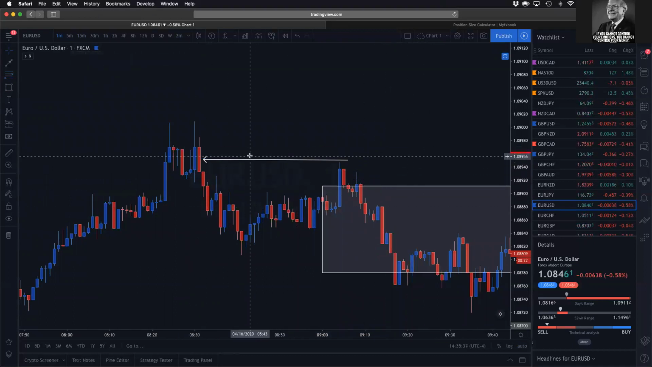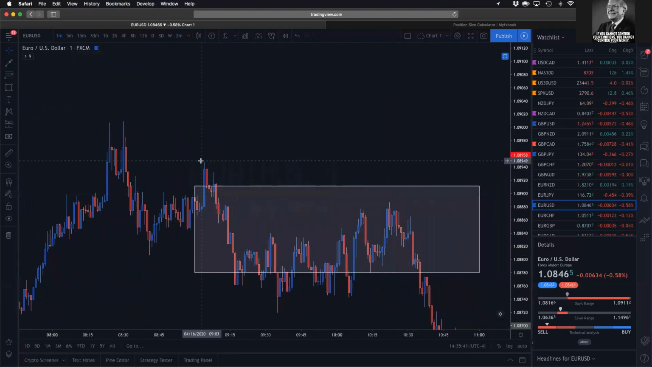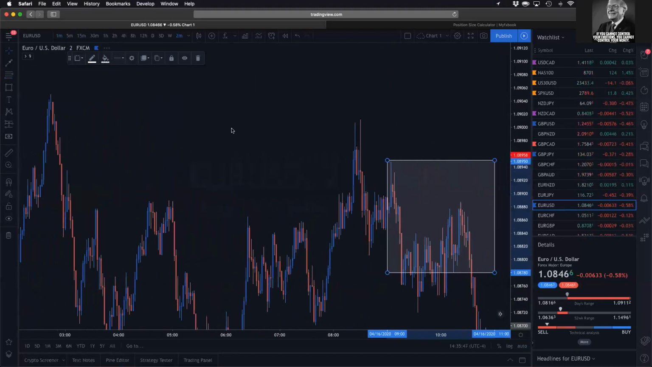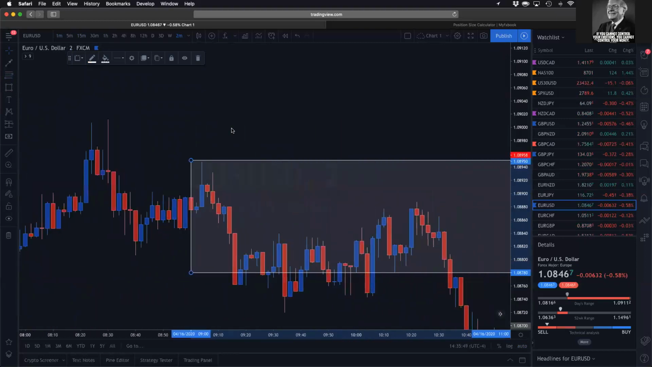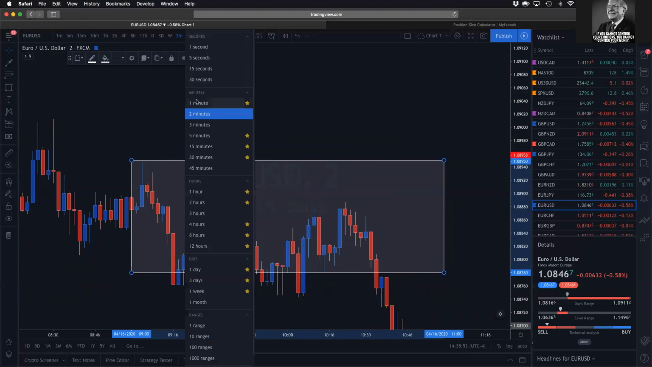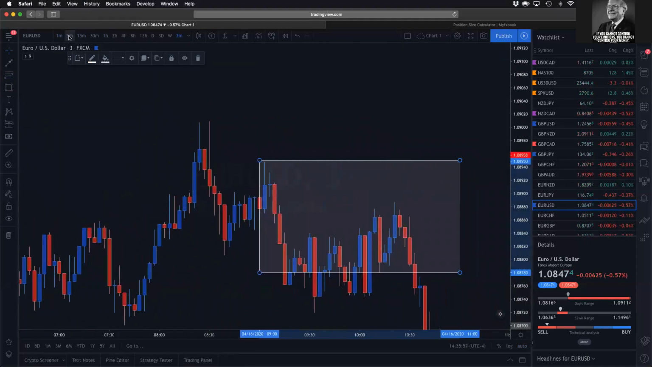So now we got to find if whatever's in here was mitigated out of. So let's go to a 2 minute. I don't see the candle I'm looking for yet. Let's go to a 3. Nope. Let's go to a 5.